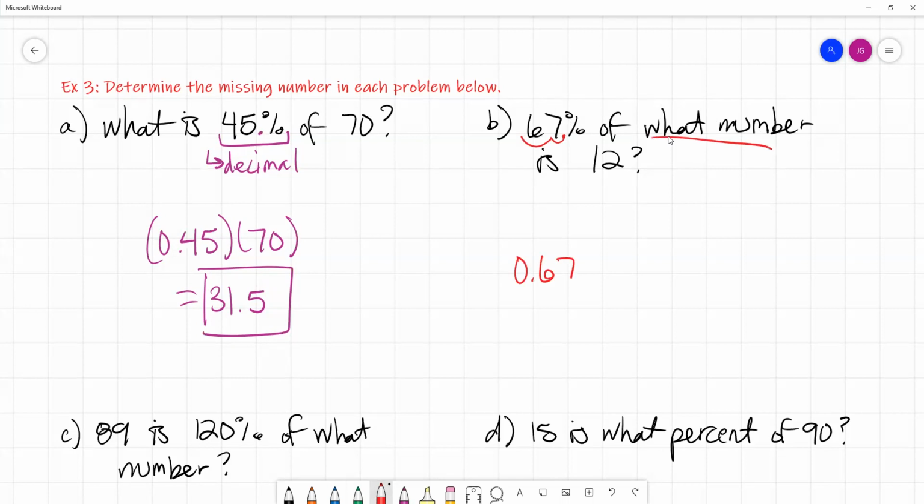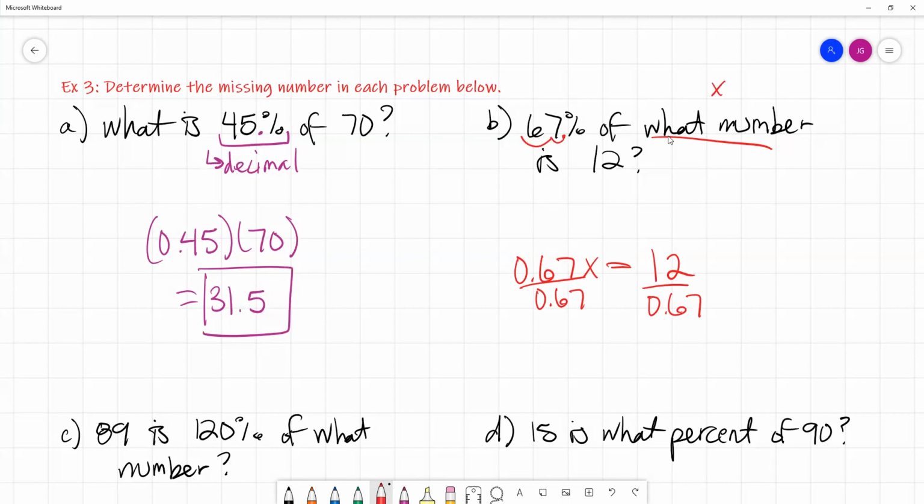So my what number, my mystery number, let's call that X. I'm taking 67% of X to get 12. So 0.67 times X is going to equal 12. And now I can just solve this equation. It's kind of like the ones we solved in the second example. So I divide both sides by 0.67. And then we're going to throw that into our calculator.